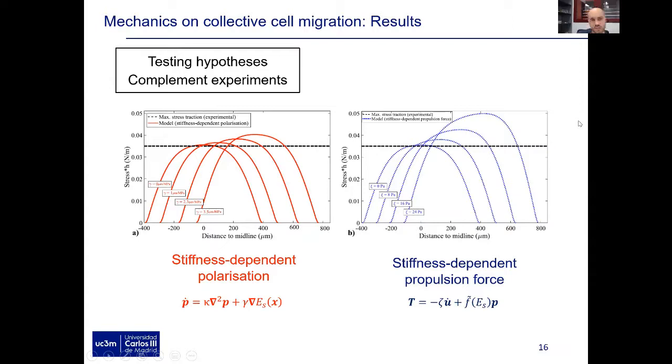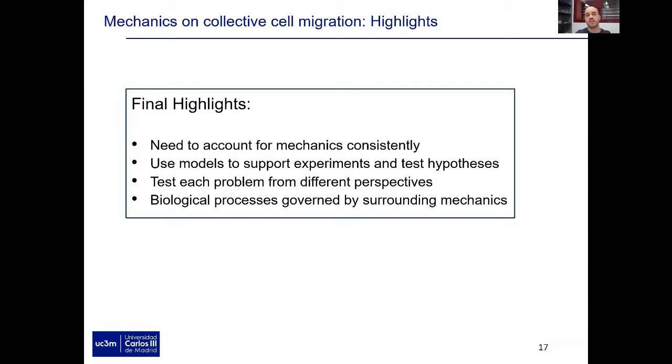So I wanted to highlight how we can use these modeling approaches, accounting for all this mechanics, to support experiments and test hypotheses. So it's not only that we analyze a problem from an experimental point of view or a modeling point of view, but let's try to use all these different methodologies and test each problem from different perspectives. And also, one highlight I wanted to point out is that this biological process is clearly not only about the mechanics within the cell, but these processes also depend a lot on the surrounding mechanics, on the extracellular matrix or environment.